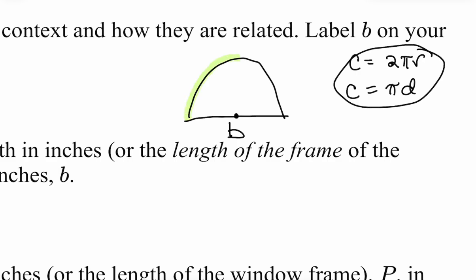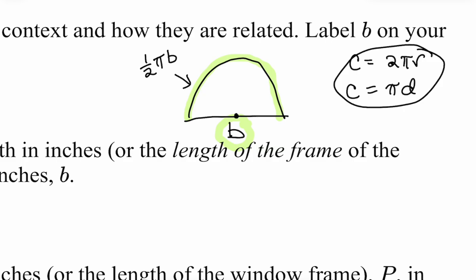How much of the circle is this? Half. How big is the diameter of this? B. They just gave it B, okay? So in this particular context, the perimeter of this green section, the circumference of that half circle, is half of the perimeter. So it's half of pi times B.